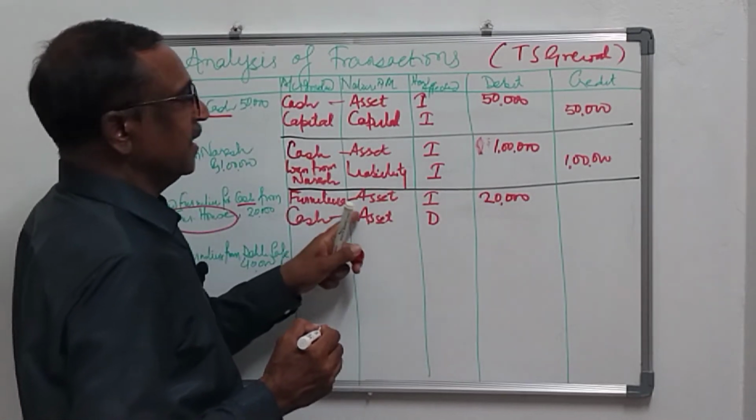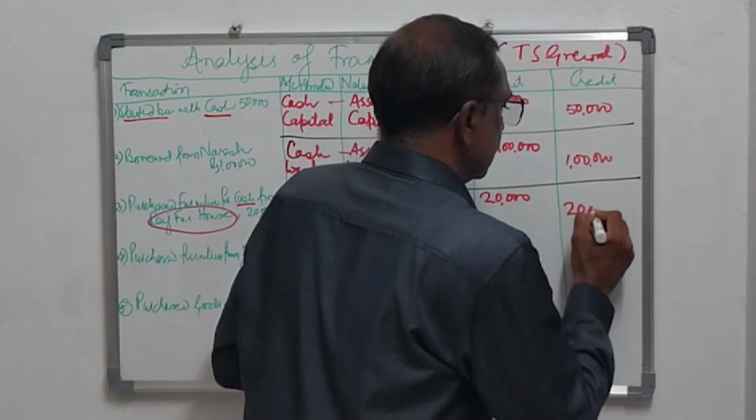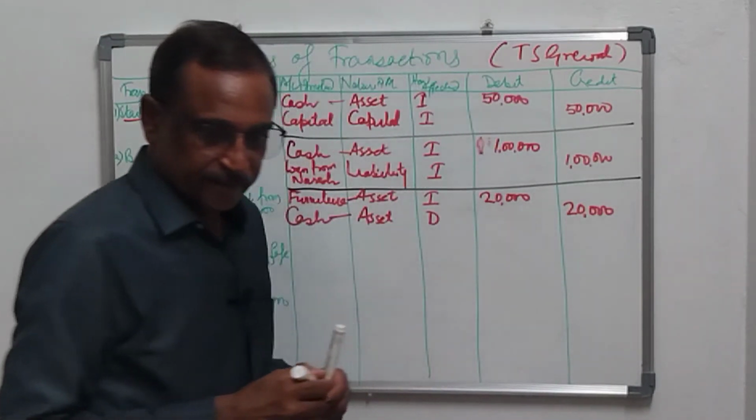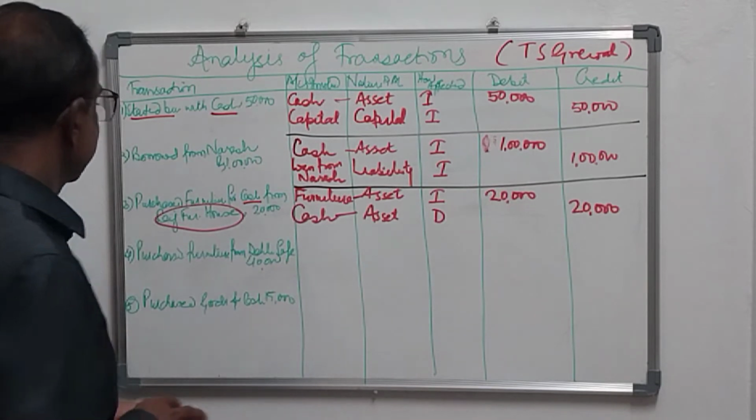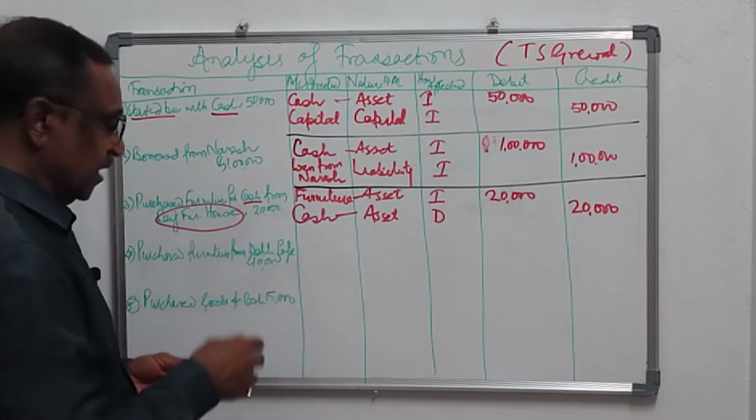And increase in asset is debited and decrease in asset is credited. Okay. Next transaction is purchase furniture from Delhi, say 40,000.